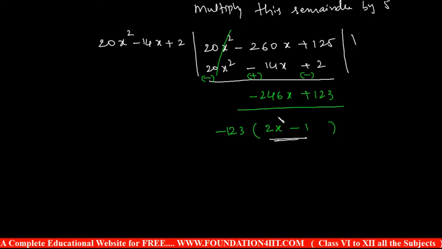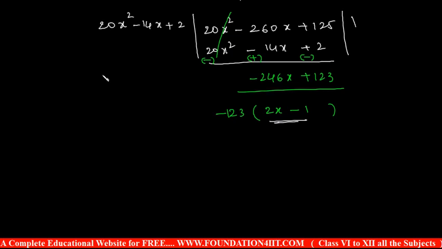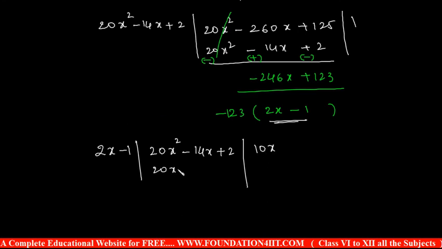To check, now this is a HCF. What we get finally, to test with that, take this 2x minus 1. Divide this 20x square minus 14x plus 2. Starting onwards, you are writing this dividend, this divisor. You can divide, normal division method you can do. 2x into 20x square, that is 10x. 10x into 2x is 20x square.